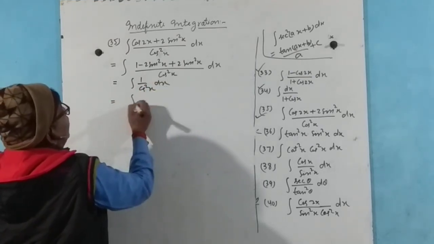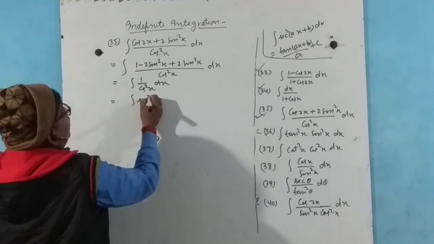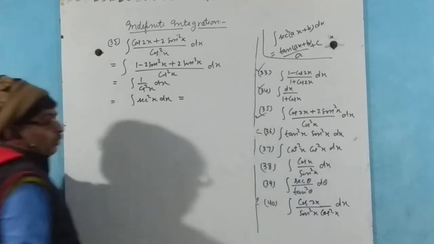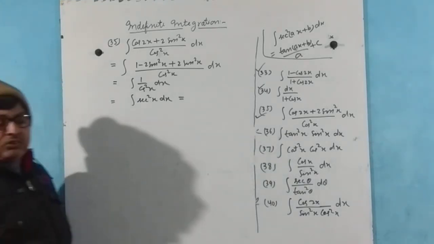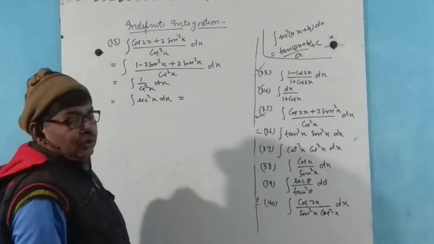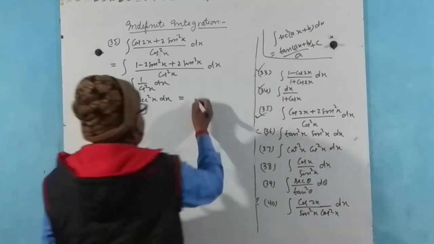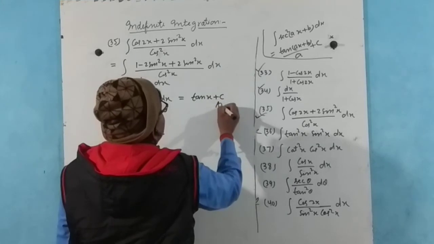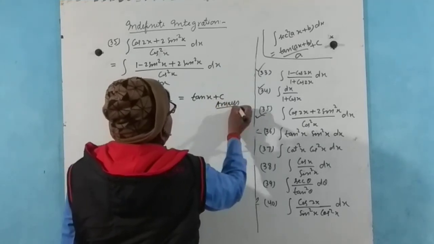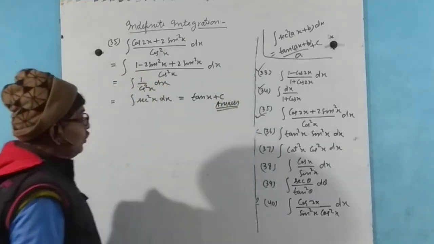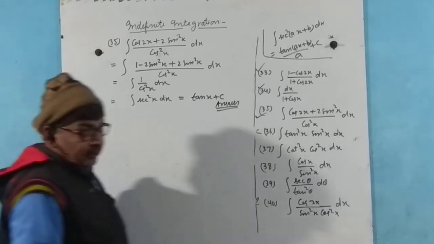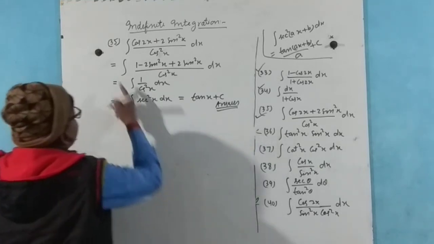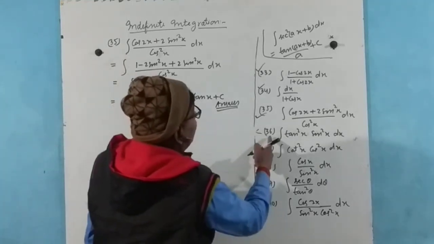This can be written as integration of sec square x dx, and as we know that differentiation of tan x equals sec square x, so integration of sec square x equals tan x plus c. C is the integrating constant here. Now tan x plus c, and next question number 36.